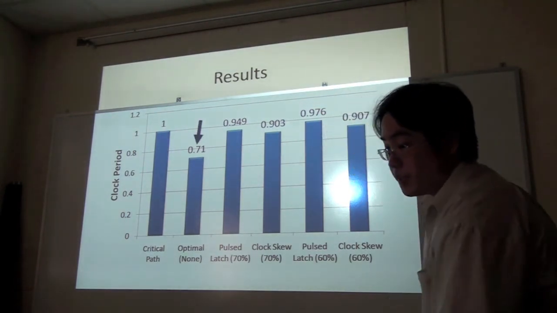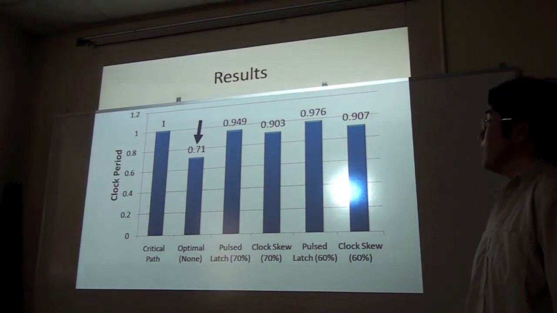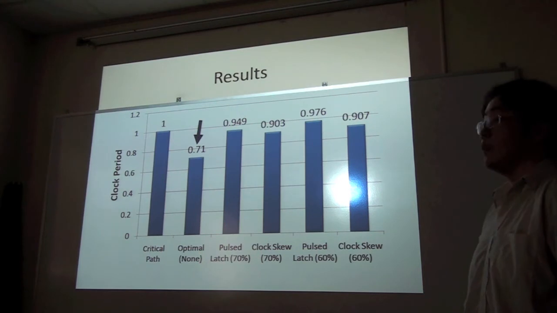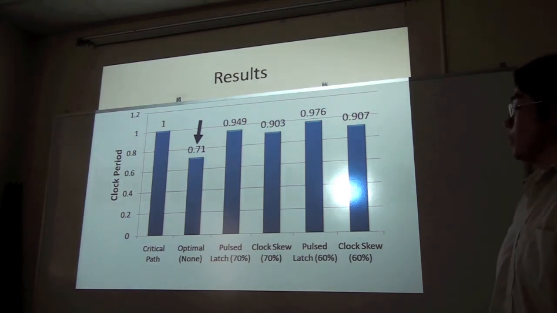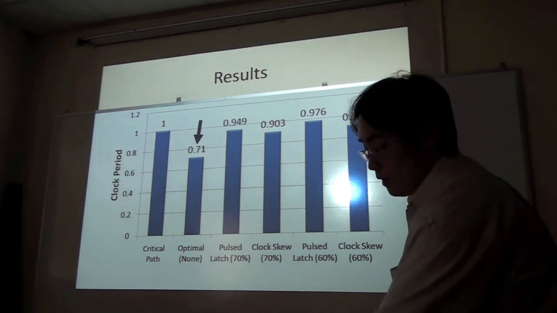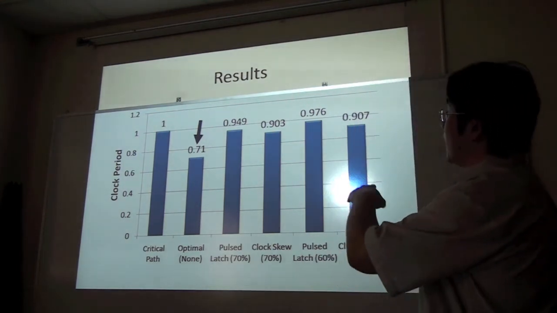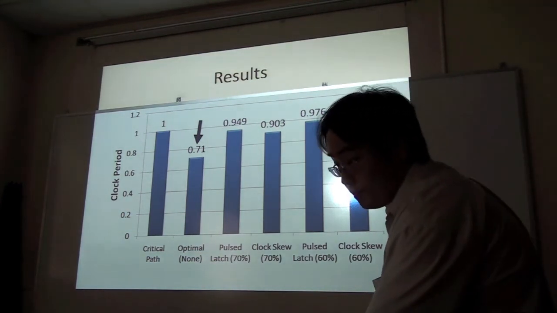Finally, one thing to note is that the optimal clock period we can clock the circuit at, on average, is 29% better than the critical path delay with just conventional flip-flops. So that just shows you that we still have a long way to go if we are trying to achieve the optimal.